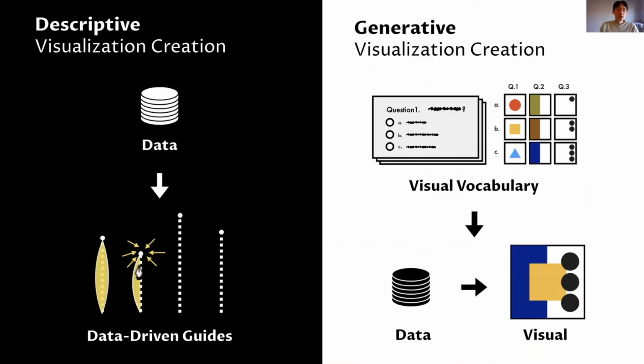So one main difference from data-driven guides is that the visualization creation process in data-driven guides is more descriptive, meaning that given data, you create a visualization in order to describe the existing data. On the other hand, in data selfie, you create a visualization vocabulary first, and once the data is collected, the vocabulary generates the visualization. So the process is more generative and parametric.